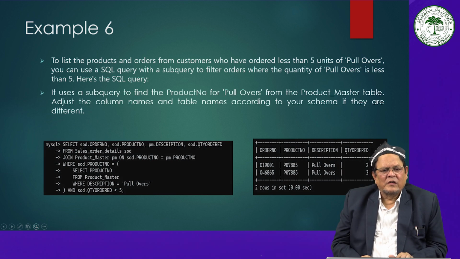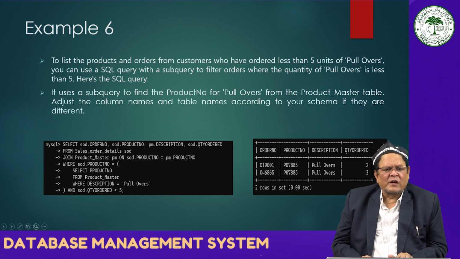Then the query will work like that. It uses a subquery to find the product number for pullover from the product master table. Adjust the column name and table name according to your schema if they are different.